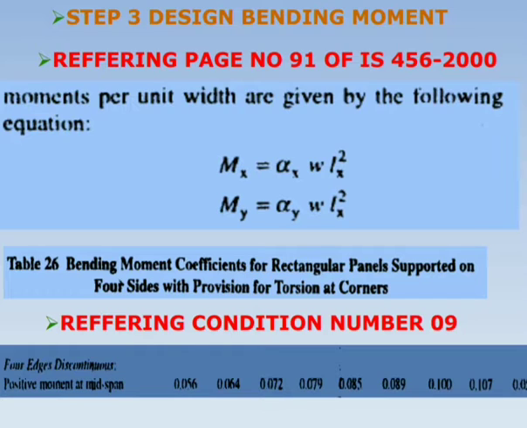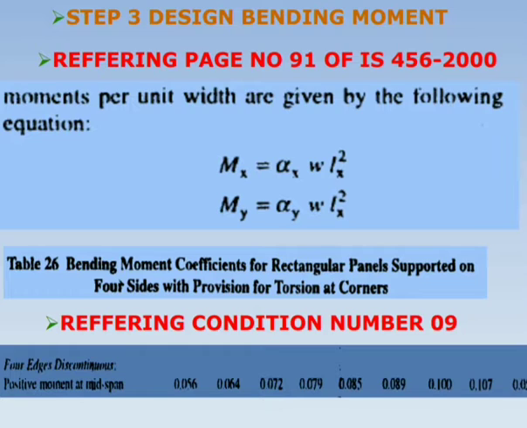d 1.1, Mx is given by alpha x into w lx square, and My is equal to alpha y into w lx square. So one more thing I want to repeat here is, in both the calculations only the alpha x value and alpha y value change, else w and lx remain the same. Don't multiply here by ly, else your sum will go wrong.